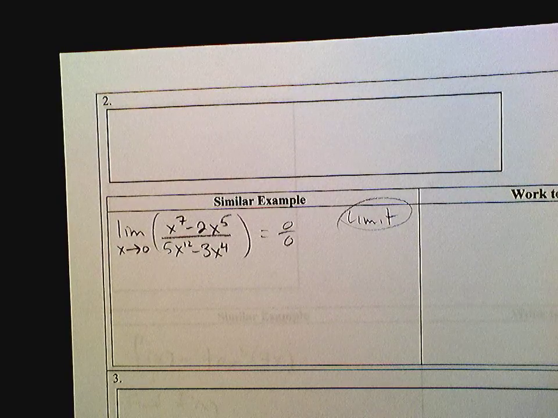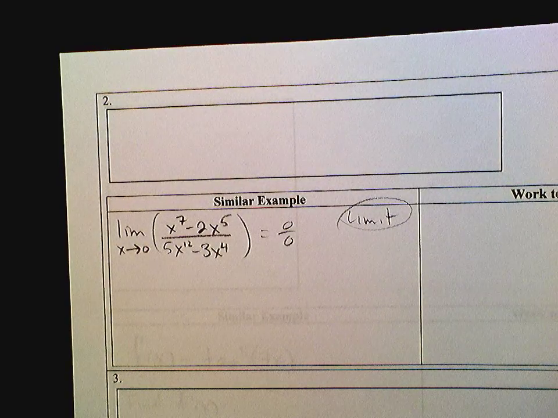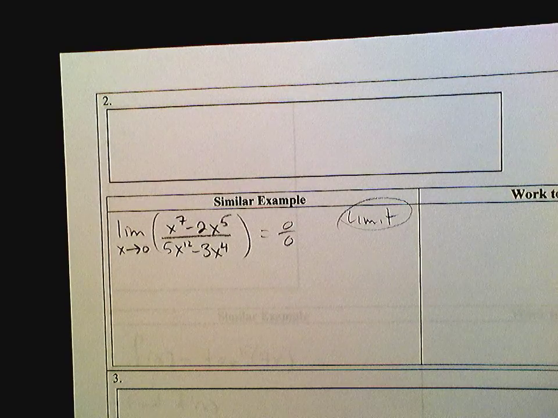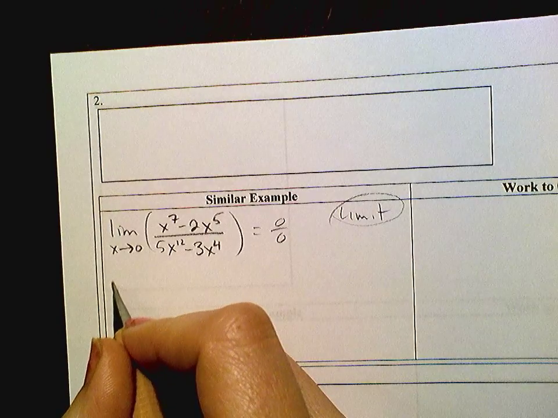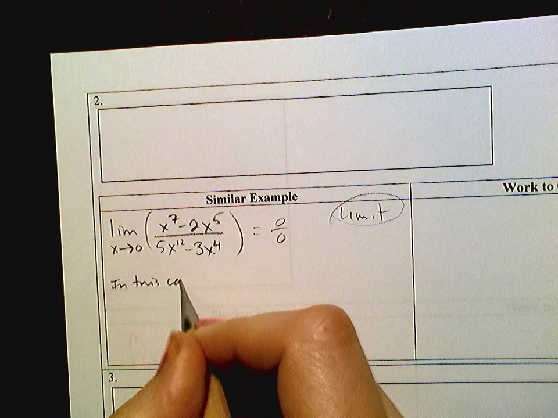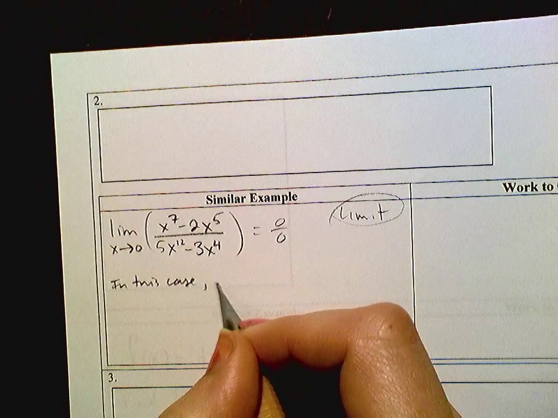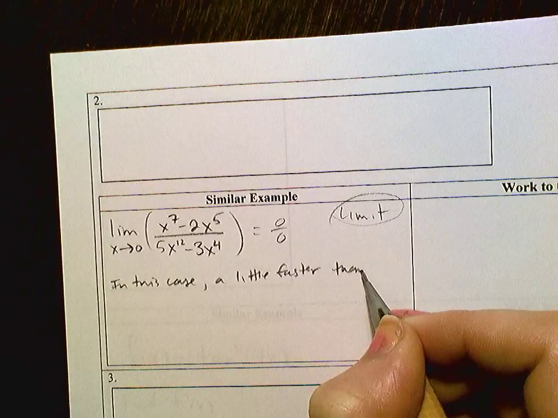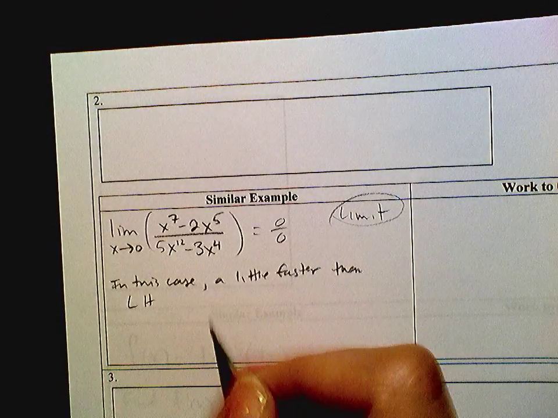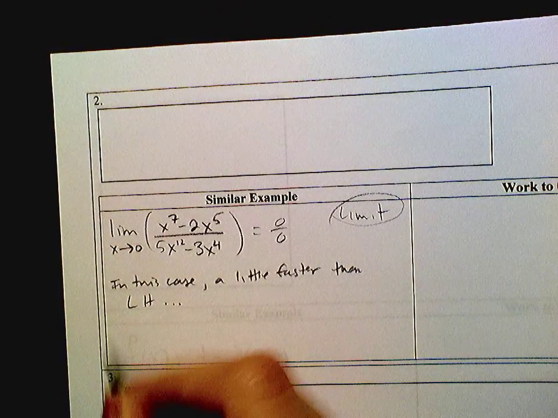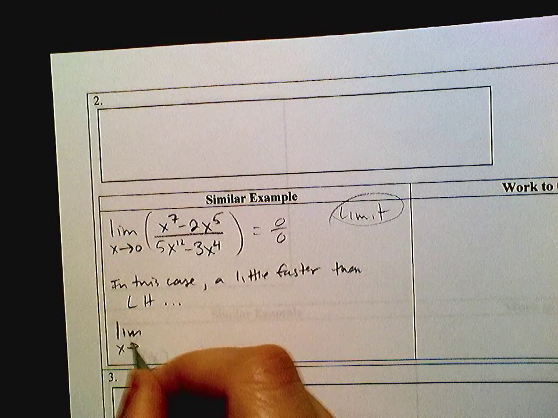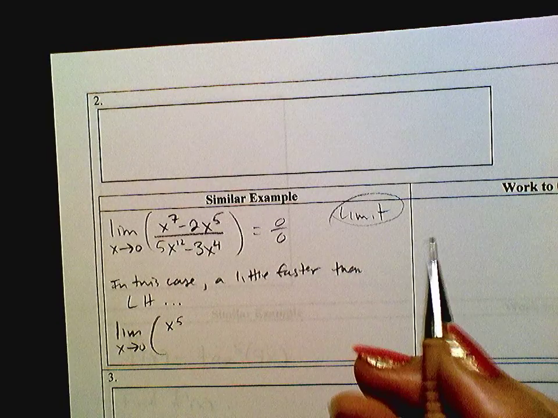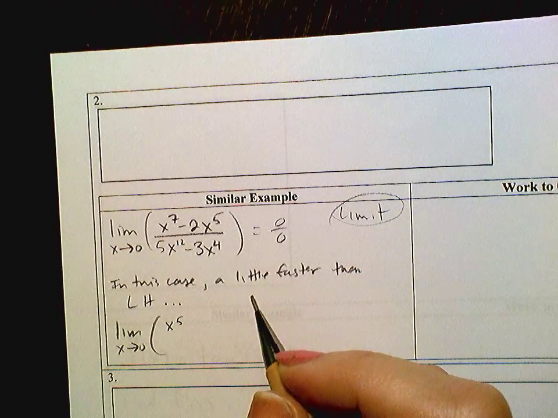However, if you use L'Hopital, you're going to have to use L'Hopital's rule a few times, because if you use it once, you're going to get 0 over 0 again. If you use it again, you're going to get 0 over 0 again. So in this case, a little faster than L'Hopital's is to go like this. All right, so this is a limit as x approaches 0, and then I'll take out a greatest common factor of x.